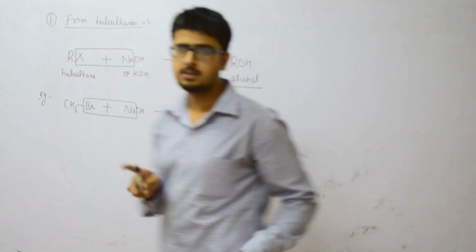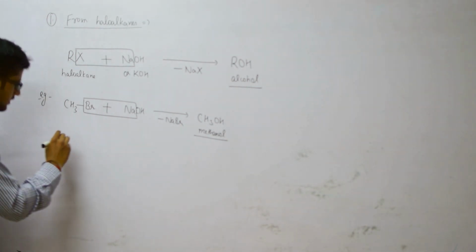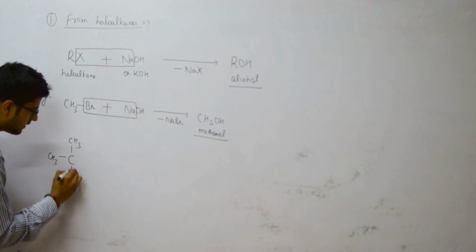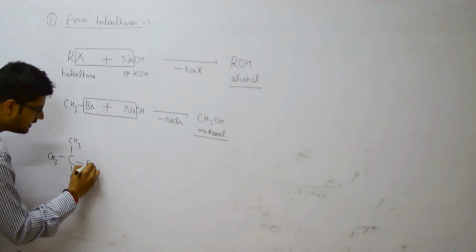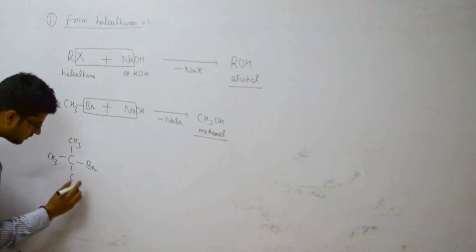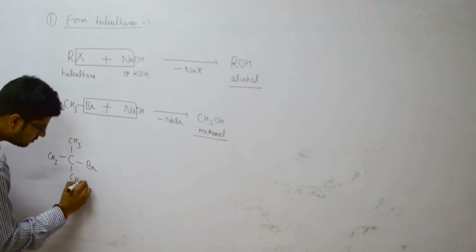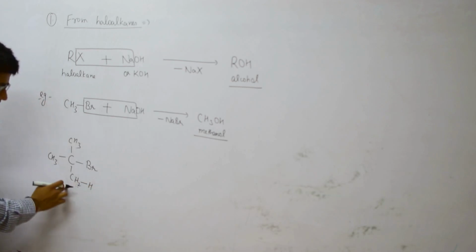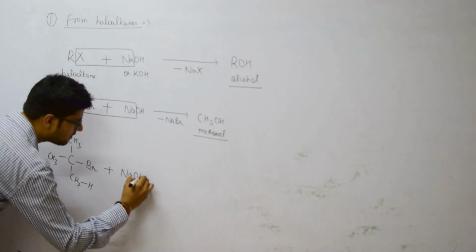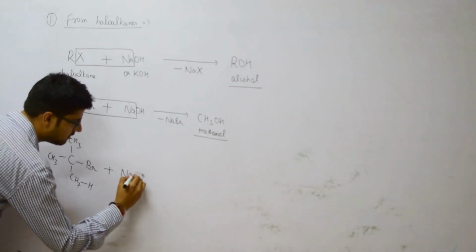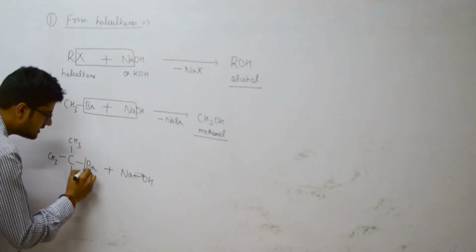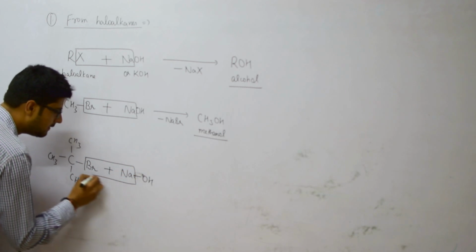Let us take one example. We are taking one example of a tertiary alkyl halide, (CH3)3CBr. Fine. So we are modifying this one, this CH3. I am saying this is CH2, H hydrogen atom. Again, this is CH3. When we are treating with NaOH, it is eliminated in the form of NaBr.